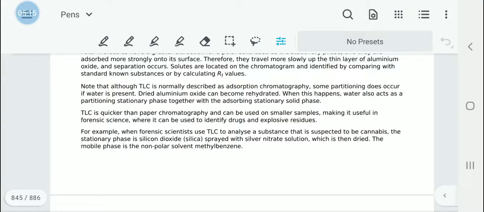Leave a line, put a star and write down: sometimes, if water is present in the mixture, water can act as a partitioning stationary phase as well. So that means along with the adsorbing stationary solid phase, you will have a partitioning stationary phase of water as well.